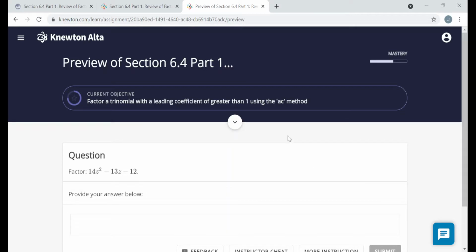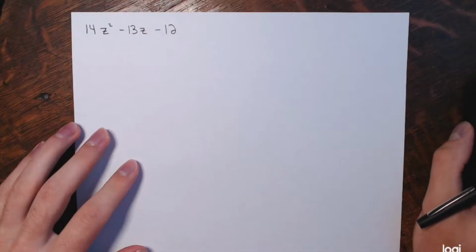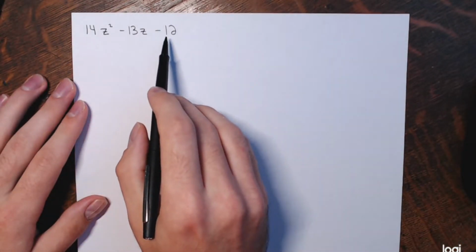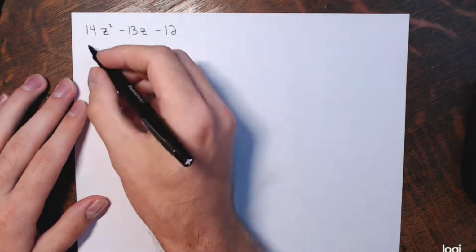All right, same thing. Looks like the last question using this AC method. And so once again, I'll write this out and we'll do it. First, what's the greatest common factor of all three terms? It would just be 1. There's nothing going into all three of them.